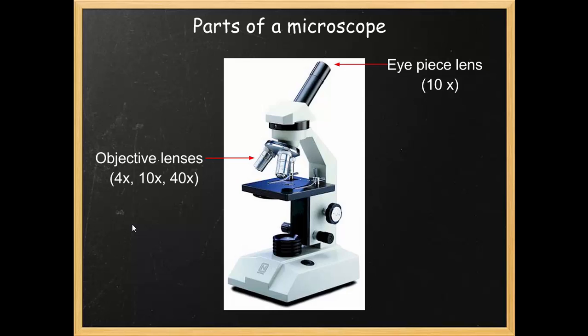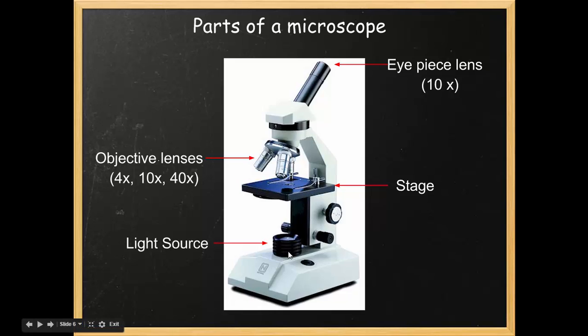We have the eyepiece lens, which has a 10 magnification. And we have objective lenses. There are 3 different ones. We have a 4 magnification, a 10 magnification, and a 40 magnification. And we'll talk in a minute about what that means. We have the stage. This is where we place our specimen, typically on a slide with a slide cover.